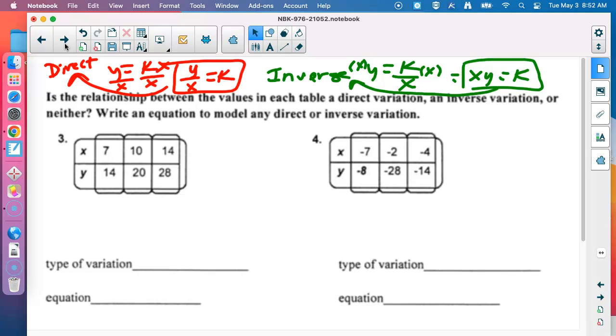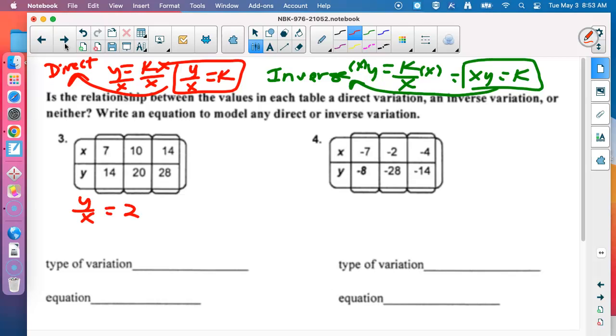Take a look at number 3. Anybody see a pattern up here that might be helpful? Carson, what'd you see? Okay, so really what you're saying is if you take y and you divide it by x, you're seeing a 2 every time. Okay, so which one of those up there said if we do division and we see the same thing every time, it's this type? This is direct, because again, this is the step before our formulas.